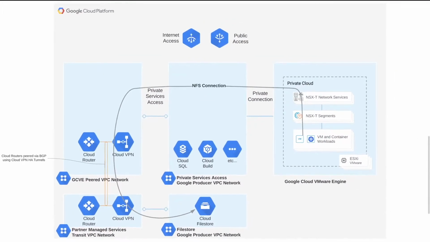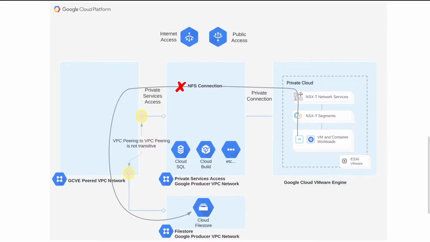Now, you're likely wondering, why can't we simply connect to Cloud Filestore without using a transit VPC? Without the Transit VPC, the new Filestore VPC network would be peered directly to the existing GCVE peered VPC network using VPC peering. These VPC peering connections are not transitive. Routes learned from one VPC peering connection are not advertised to another. We're using the Transit VPC and cloud routers to get around this.